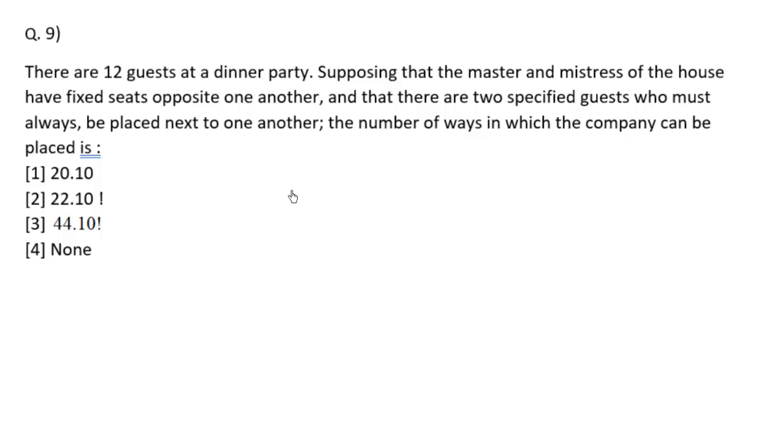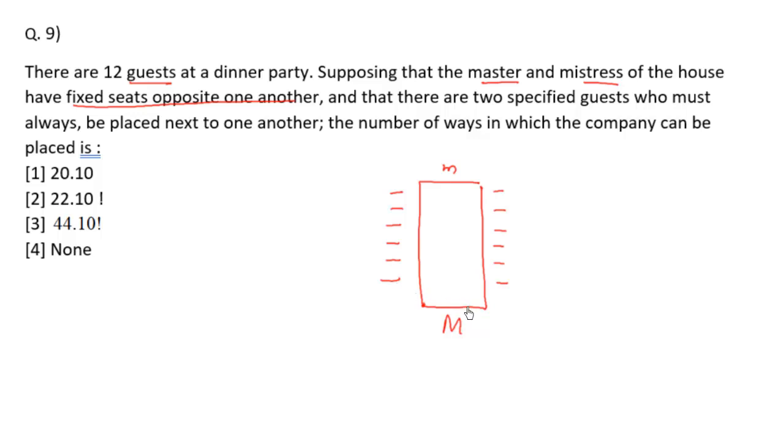Now the ninth question says that there are 12 guests at a dinner party, and suppose that the master and mistress of the house have fixed seats opposite one another. So let us draw this situation. Suppose this is the table, right? So here is the master and here is the mistress. Now since there are 12 guests, we can say that here there will be 6 spaces. Here again there will be 6 spaces, correct?